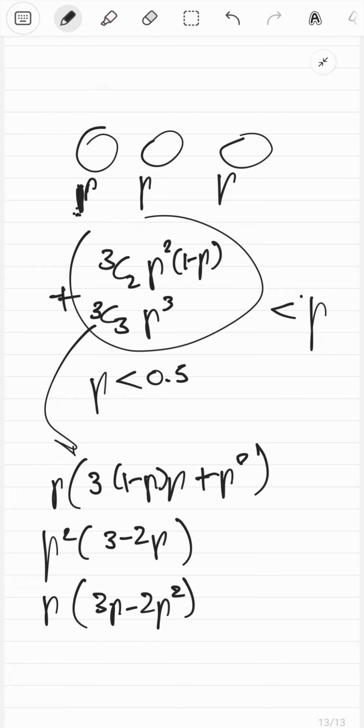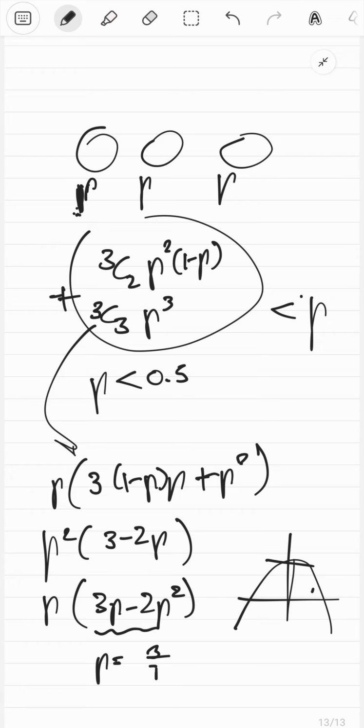This is a curve like this, maybe. I don't know where the y-axis is actually. It has its maximum at p equal to 3/4 basically. So before 0.5 it's all just an increasing function. So we know for sure that whatever the value at 0.5 is, before that this is going to be less than that.